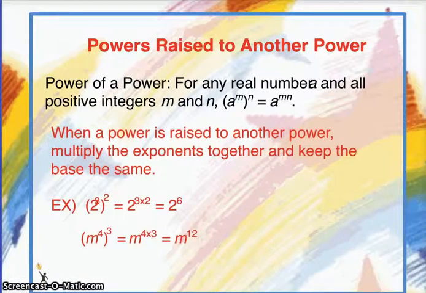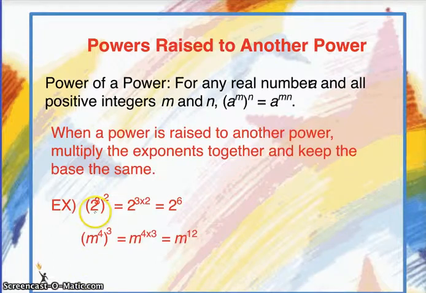Okay, so the next property is the power of a power property. And what this definition says is that for any real number a and all positive integers m and n, if you have a to the m raised to the nth power, then you would take a raised to the m times n. So when a power is raised to another power, you multiply the exponents together and keep the base the same.